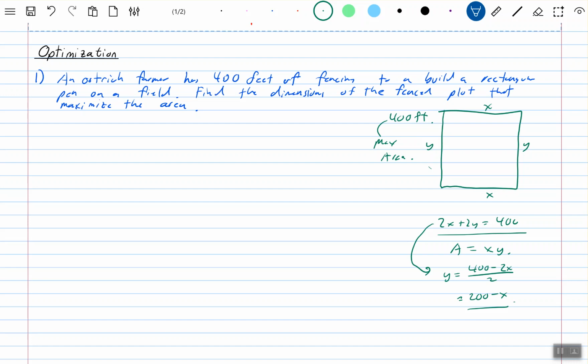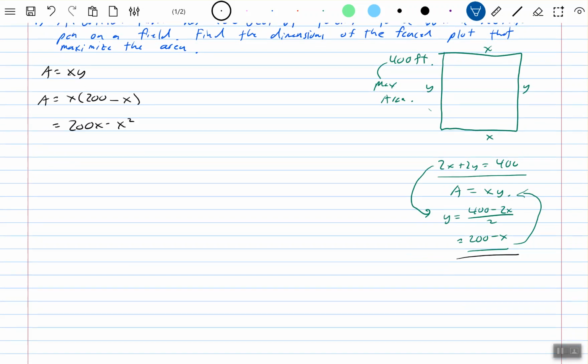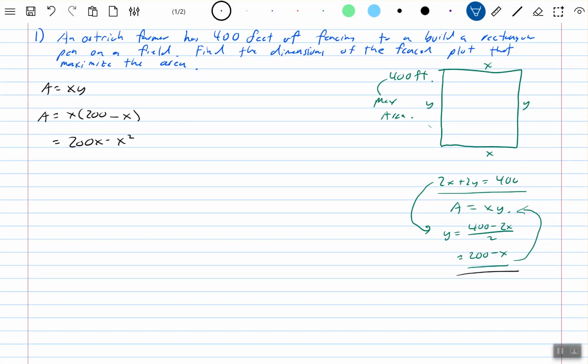And then from here, we're going to sub that into here and get a function of one variable. So let's go ahead and do that. We know the area is equal to xy. But we also know y is equal to 200 minus x. So that gives us the area is equal to x times (200 minus x), which simplifies to 200x minus x squared. Now that's a function of a single variable that we can work with. So A is equal to 200x minus x squared.